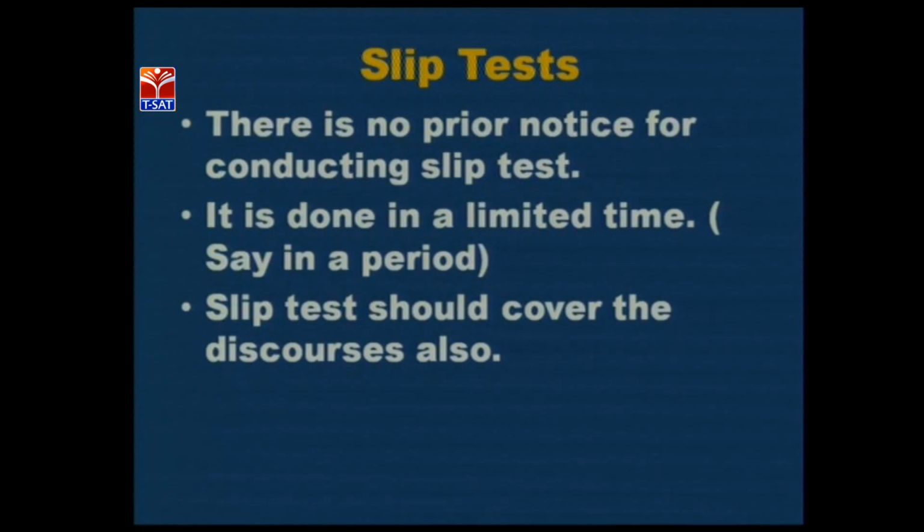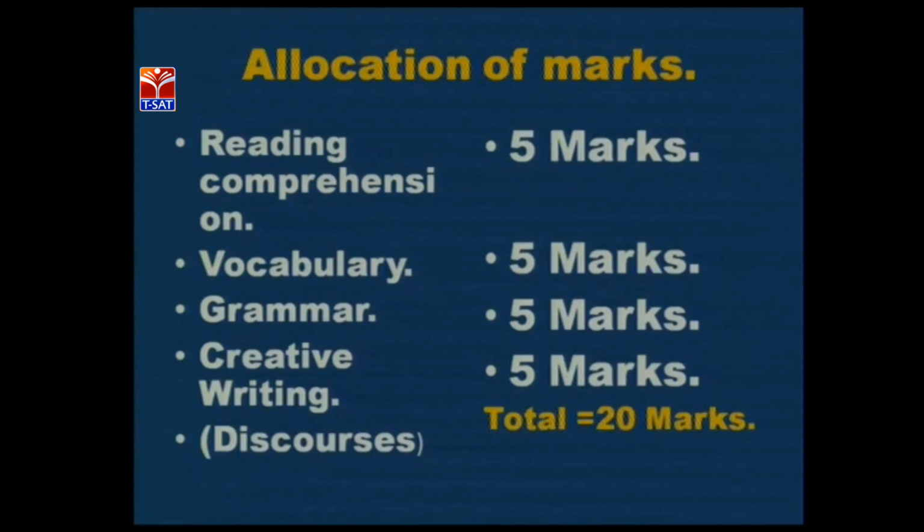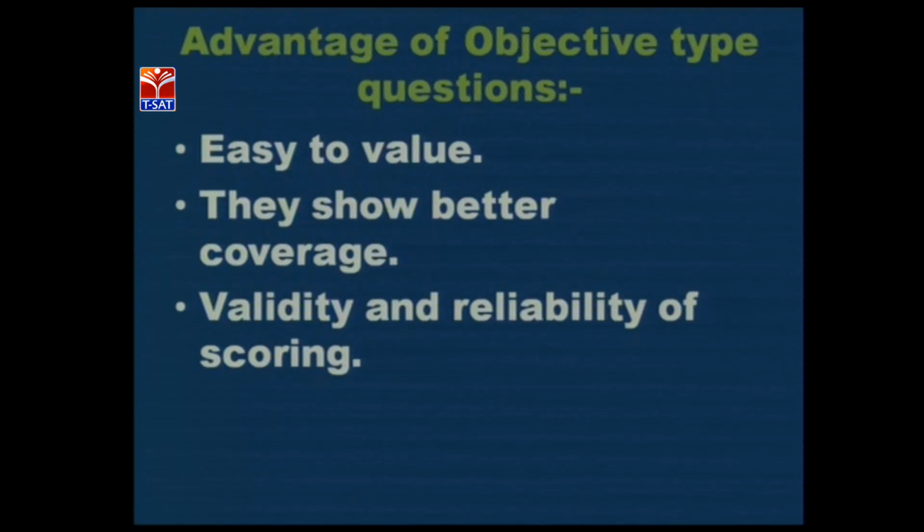Another tool here is the slip test. You conduct a slip test. There is no prior notice for conducting a slip test. It is done in a limited time. You may conduct a slip test, and the slip test should cover the discourses also. The allocation of marks for the slip test is like this: reading comprehension 5 marks, vocabulary exercise 5 marks, grammar exercise 5 marks, creative writing, that means discourse, 5 marks. In that way you conduct slip tests. With the help of all these tools we receive data.